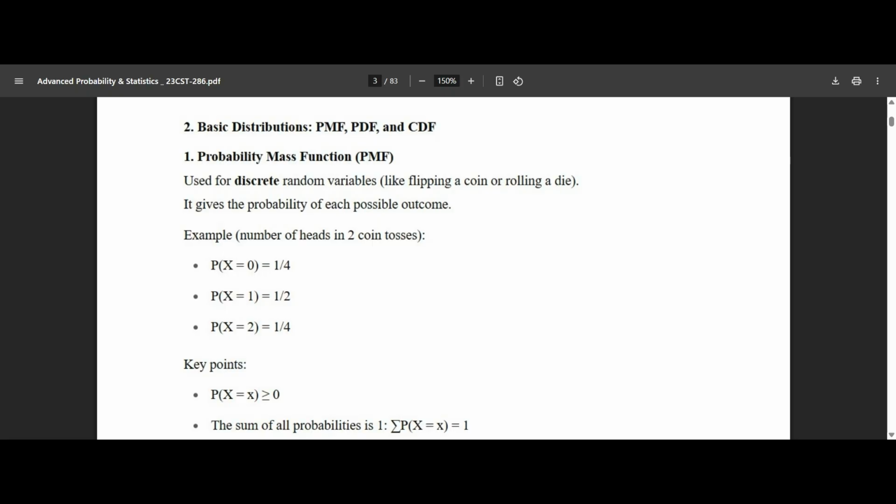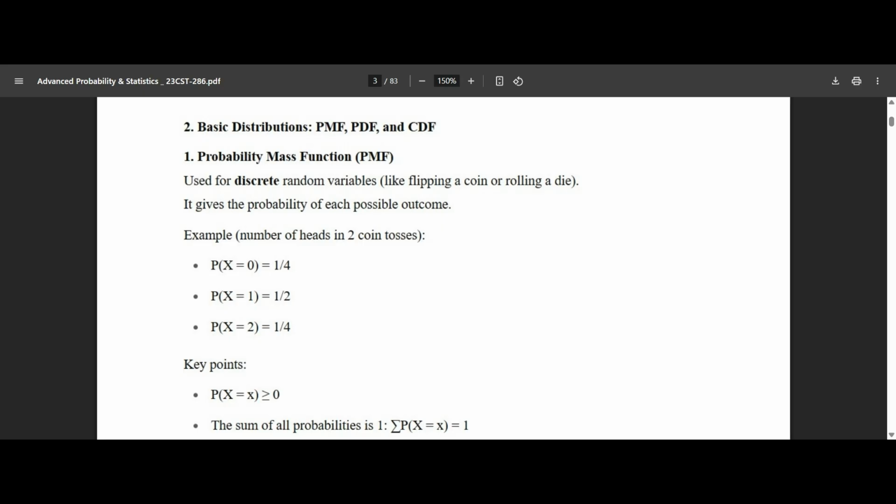एग्जाम्पल, नंबर ऑफ हेड्स इन टू कॉइन टॉसेस. सो अगर हम एक कॉइन को दो बार टॉस करें, व्हाट इज द सैंपल स्पेस? एच एच, एच टी, टी एच और टी टी. दैट इज वेयर एच shows the number of heads and T shows the number of tails. So P of X equal to 0, जब T और T है तब एक भी हेड नहीं है. So X equal to 0, thus the probability कितना है? 1/4, because there's just one such case, that is tail and tail.